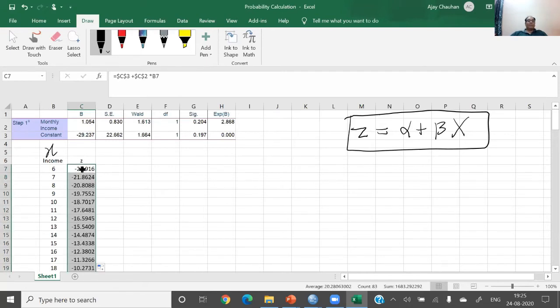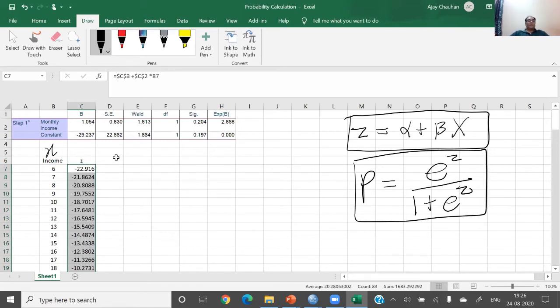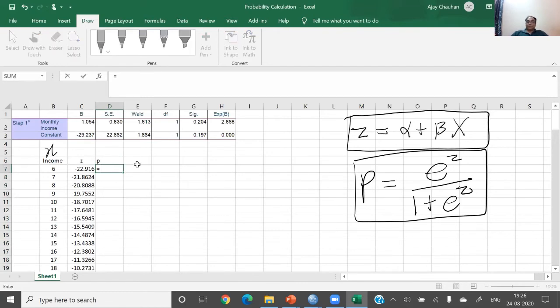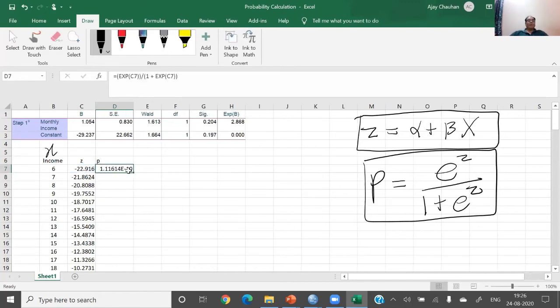So from this Z, now I am going to calculate the probability by applying this function, e to the power Z upon 1 plus e to the power Z. So now I'm going to apply this formula. So probability is equal to exponential of Z divided by 1 plus exponential of Z. Yeah. So this is the probability, and let's run it.